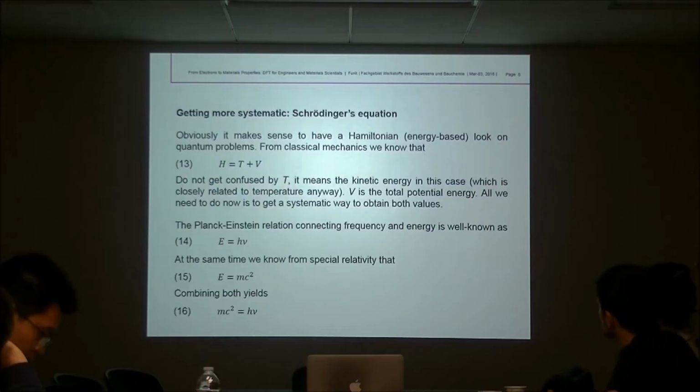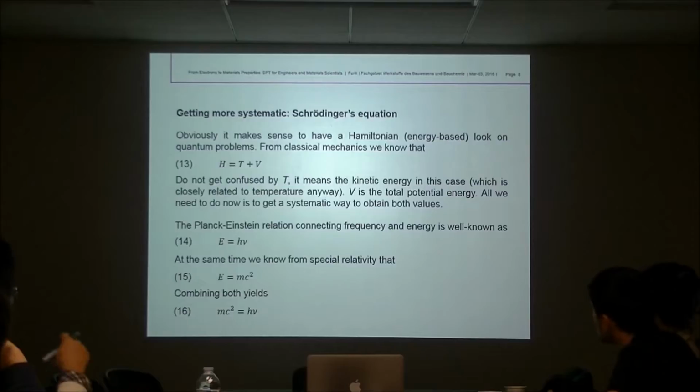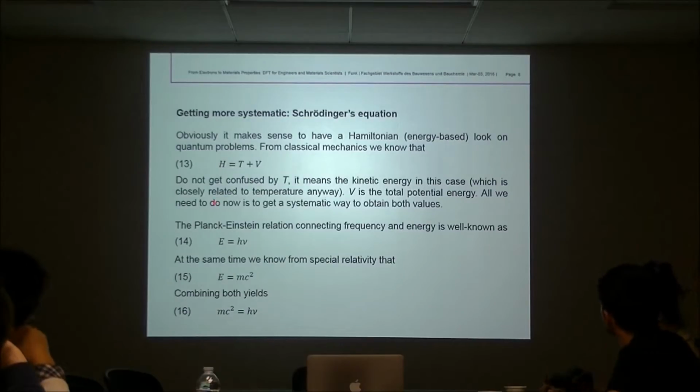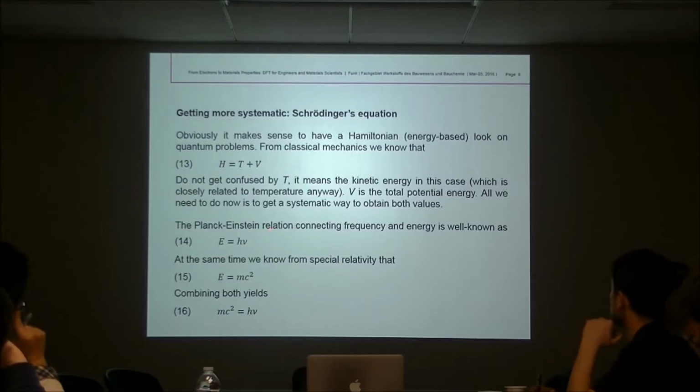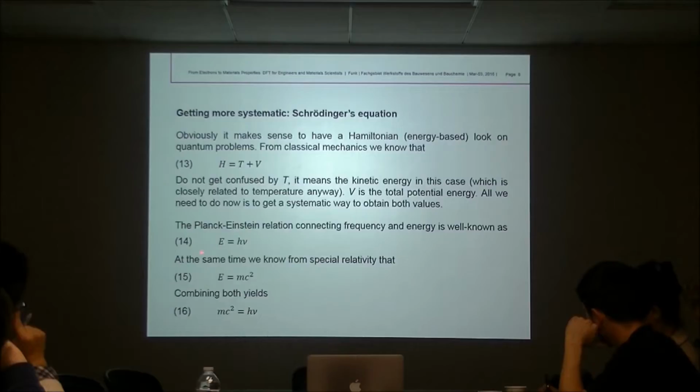So what we've seen, we worked with energy. So obviously, a Hamiltonian look on this problem may be a good idea. We know from our Hamiltonian, it is kinetic energy plus potential energy. So nice so far. What we also know is the Planck-Einstein relation connecting frequency and energy. E is h times nu. h is a proportionality constant. What Planck found, later they found out, is a natural constant. And also we know from the special theory of relativity that E is mc squared.